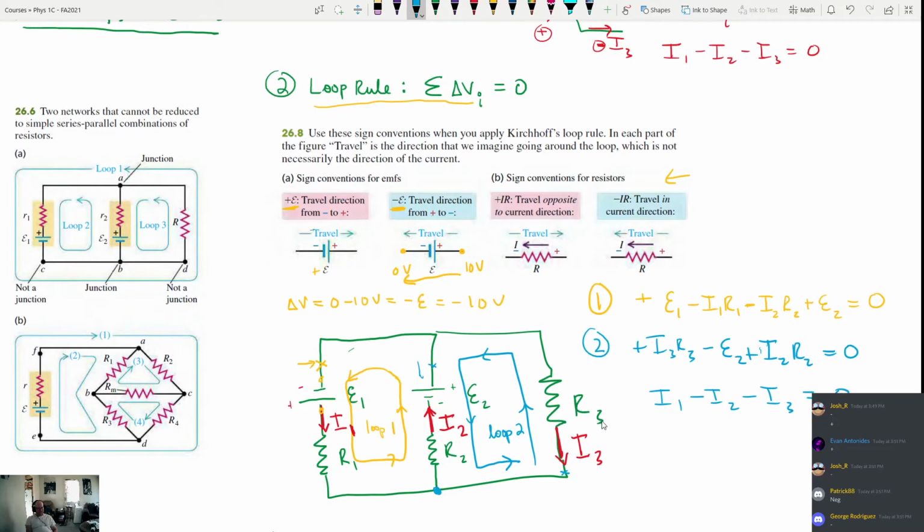Now, you'll notice that if I told you the values of the batteries, E1 and E2, and the size of the resistances, we've now constructed a series of 3 equations with 3 unknowns, which are I1, I2, and I3, that we can now solve for. And that's what we use these equations to do: solve for unknown currents, unknown voltages, whatever it is that you want.